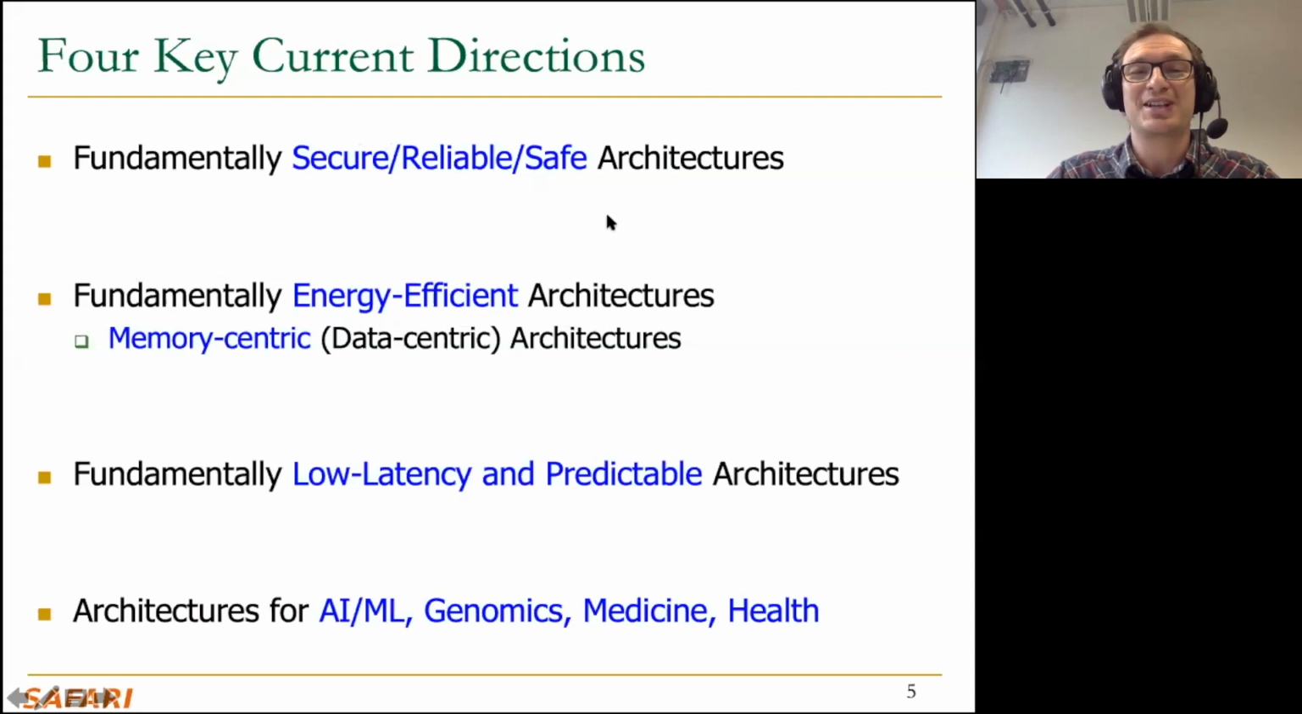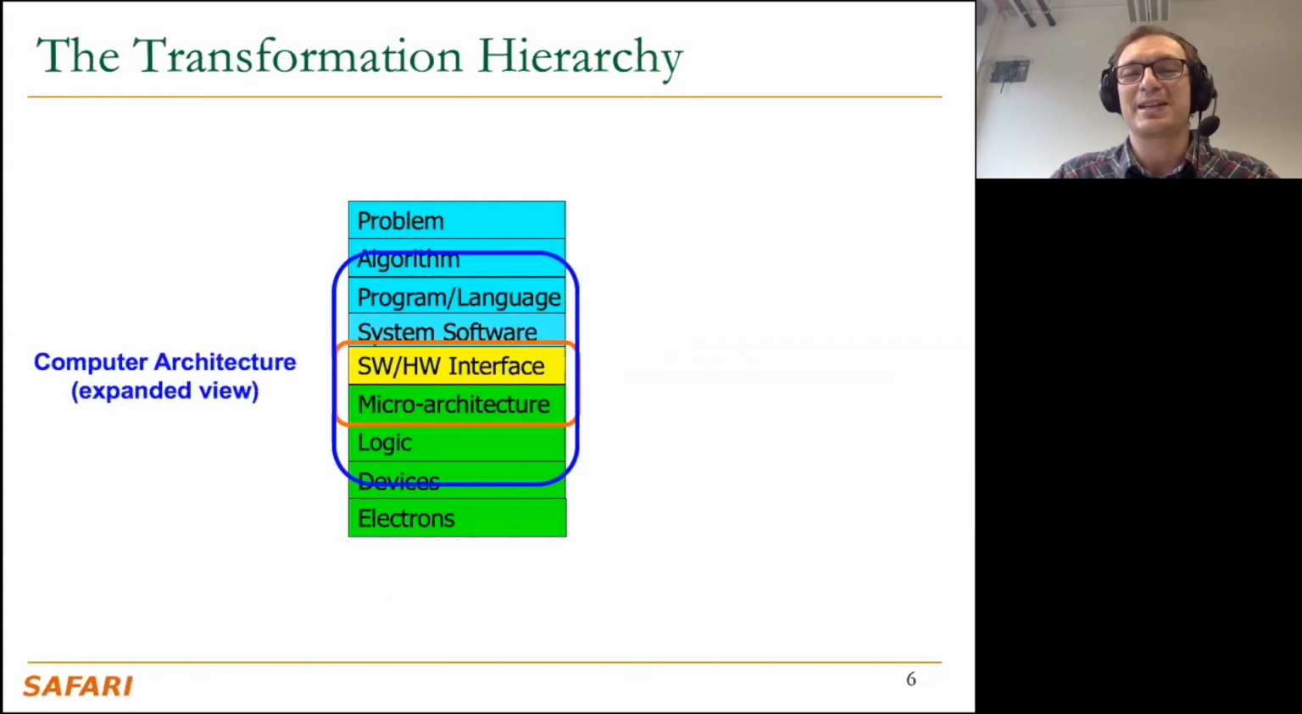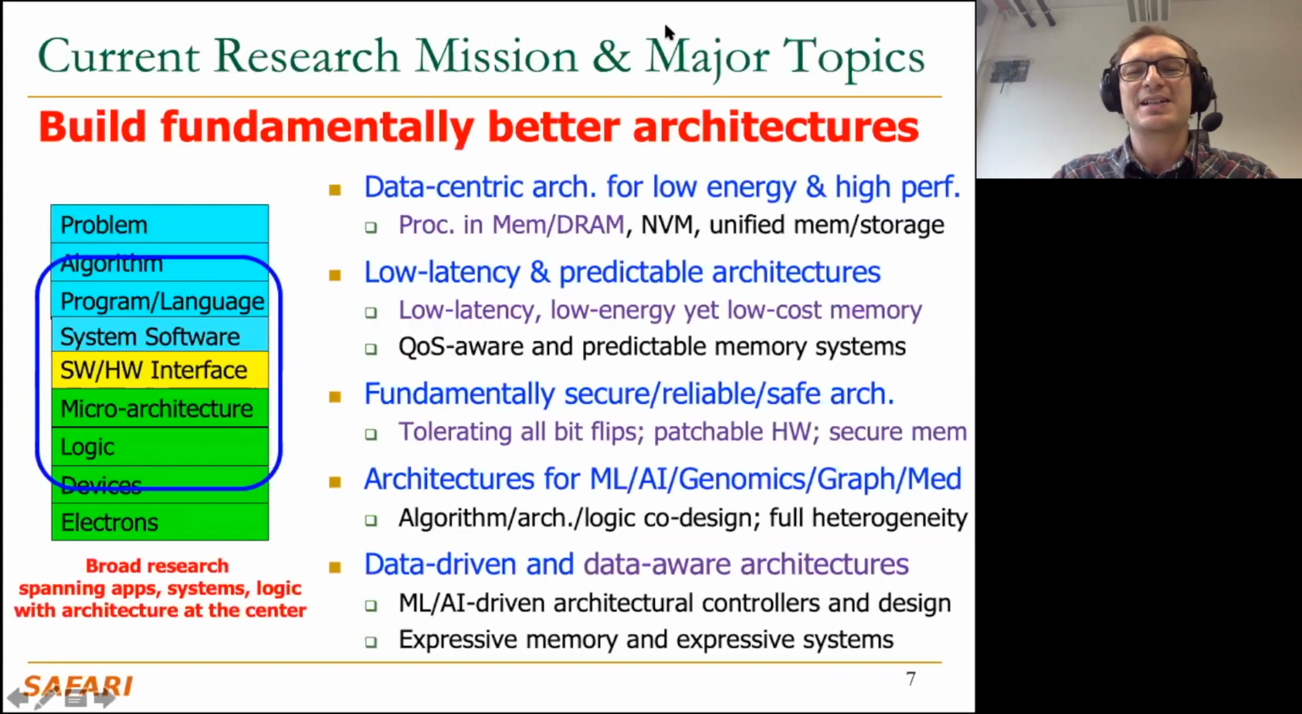And these are four key directions that we covered in some way: secure, reliable, safe architectures; energy-efficient, memory-centric architectures; low-latency and predictable architectures; and architectures for various key workloads. This is by no means comprehensive, but it is just to jog your memory. And the research approach is really this way. We take the expanded view, as you have also seen, and hopefully you're convinced of the need for this with emerging memory technology, for example, in the last lecture. And these are some of the major research topics that, again, I'm not going to go into the details of.